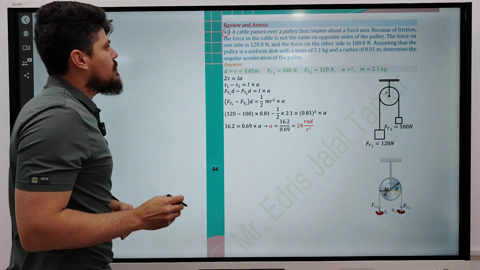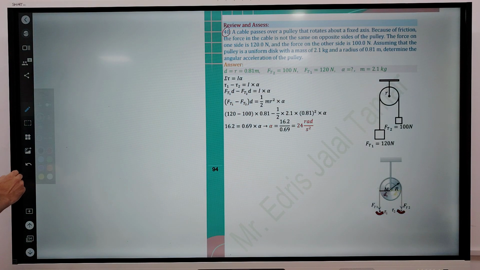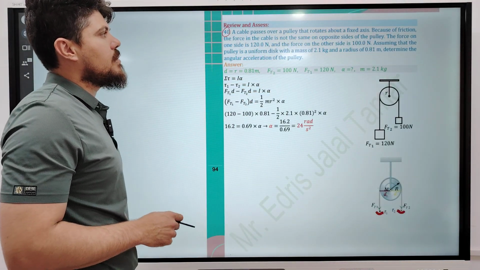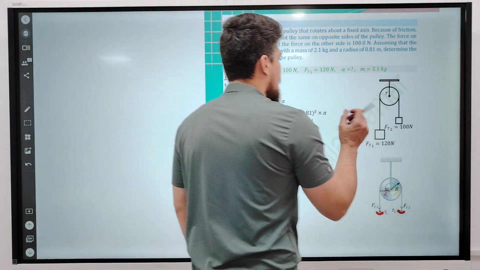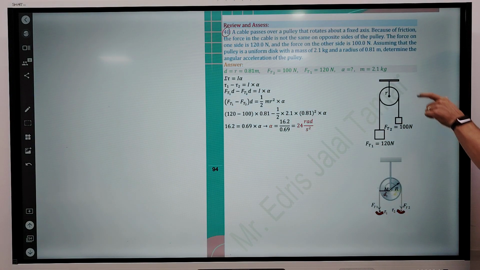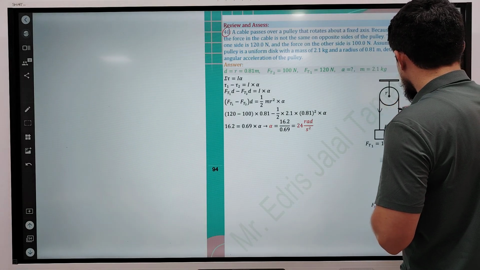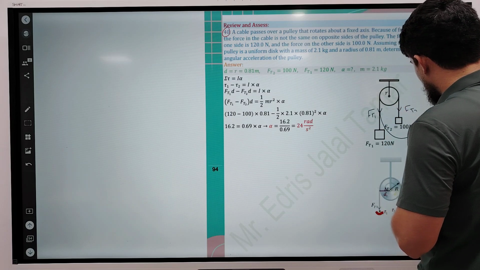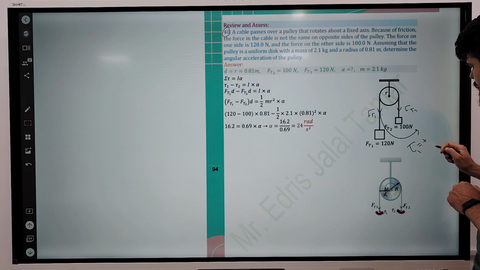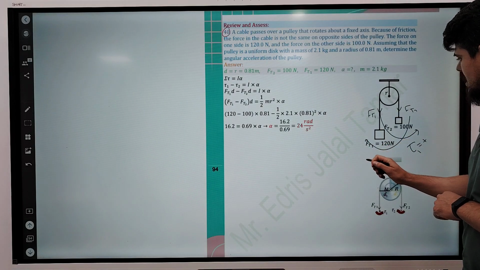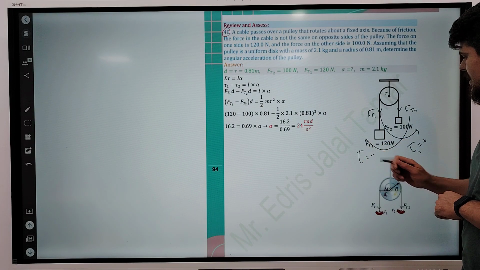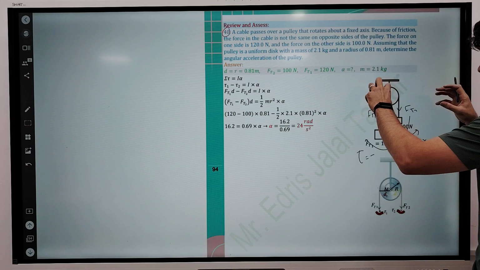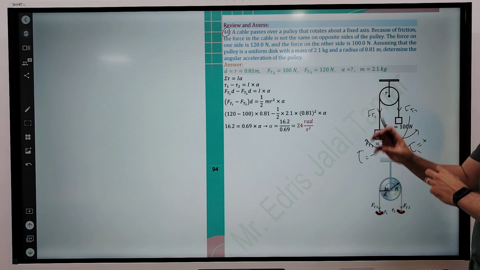Question 40, a cable passes over a pulley that rotates about a fixed axis. Because of the friction, the force in the cable is not the same on opposite sides. How many forces do we have? 2. Ft1, Ft2. This is Ft1, this is Ft2. This force produces counterclockwise torque, which is positive, but this force produces the clockwise direction, which is negative. How many forces do we have? 2 forces. It means that each force produces torque, one clockwise and one counterclockwise.